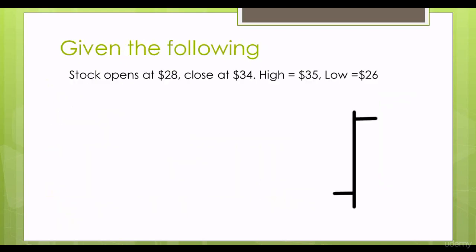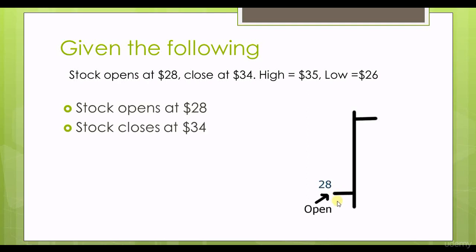Let's say you're given the following information. The stock opens at $28, closes at $34, it has a high of $35, and the lowest is $26. So how will this information be represented on a bar chart? Well, we know that the stock will open at $28. So your left horizontal line will show your opening price. So here will show $28.